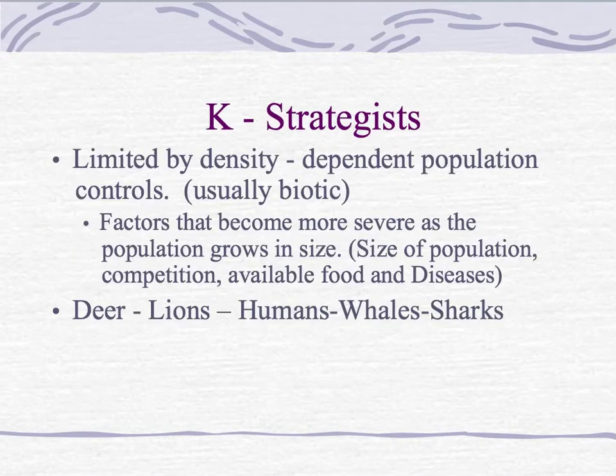Here's a little bit more on the K strategists. They're typically limited by density-dependent factors. Those are usually biotic factors. Remember, biotic factors are living factors, so factors that can become more severe as populations grow in size: size of population, competition, available food, and disease. A few examples of these K strategists are deer, lions, humans, whales, and sharks.